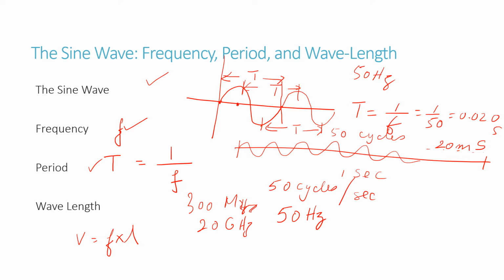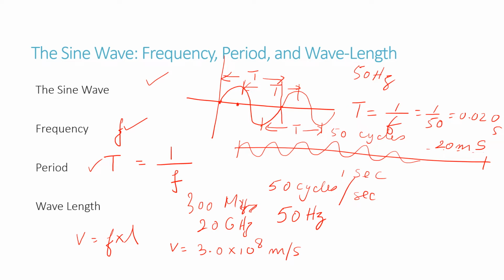And the velocity we are talking about is the velocity of light. All electromagnetic waves operate at the speed of light, and that speed of light, v, is equal to 3.0 times 10 to the 8 meters per second. So that's the speed of light. All right.